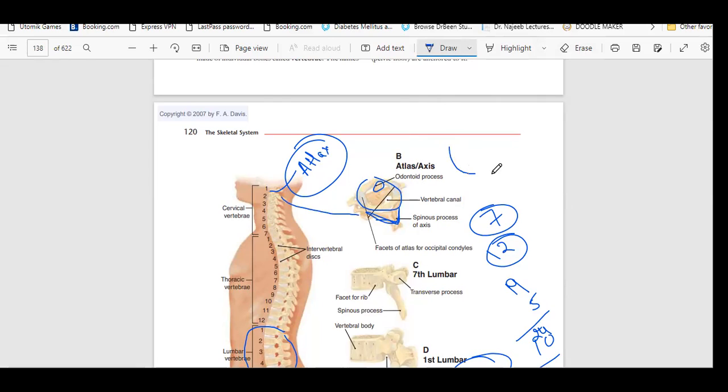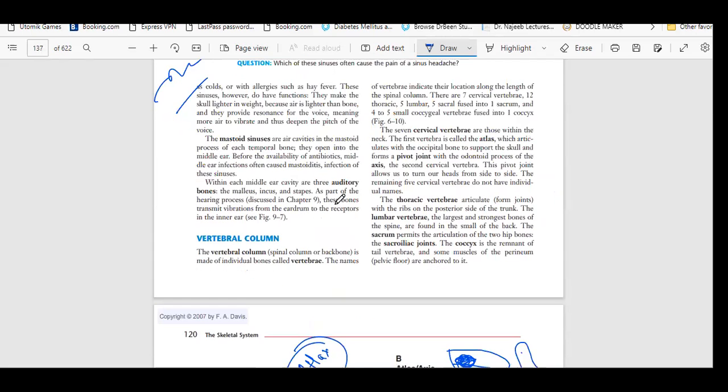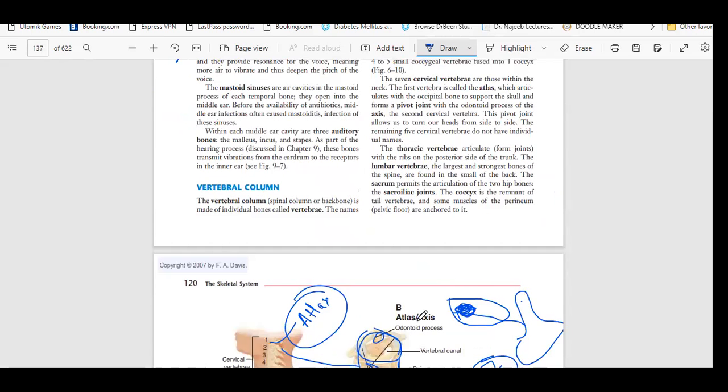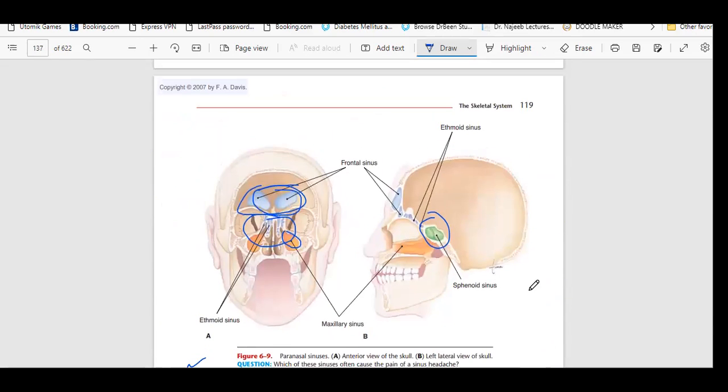So this is the atlas, and the axis is like that. You can see it like that. This is situated in between. You can see that in this image. This is the occipital bone. Here we have one space in which the atlas and axis are fixed.